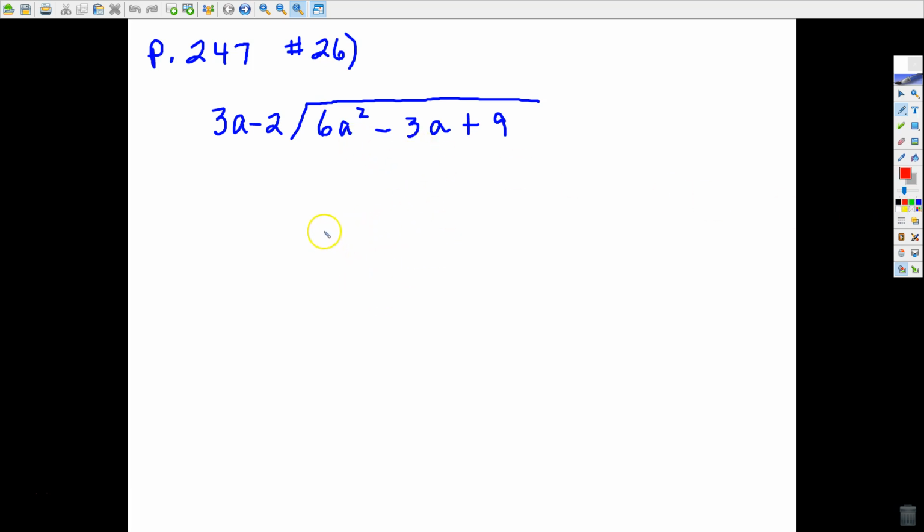So here's number 26. I went ahead and set it up for us, so let's just get right into it. I'm dividing first term, 3a, into first term, 6a squared, and that goes 2a times. And again, I multiply: 2a times 3a is 6a squared. 2a times negative 2 is negative 4a. Set up the subtraction. The a squares cancel. Negative 3 plus 4 is 1, positive 1a, and I'll bring down the 9.